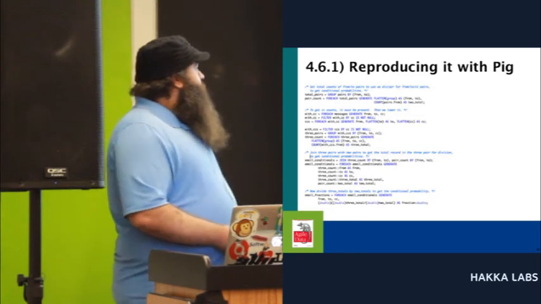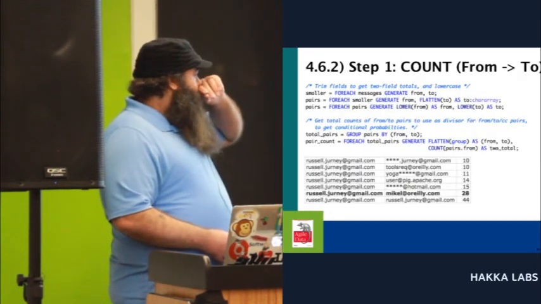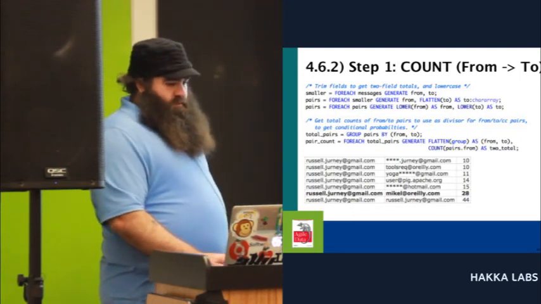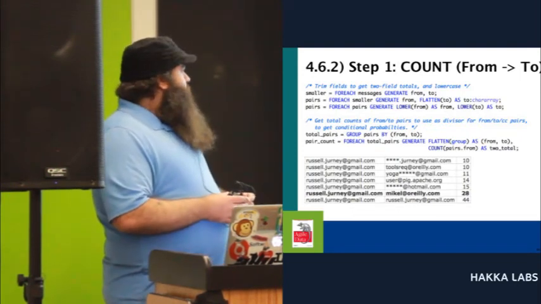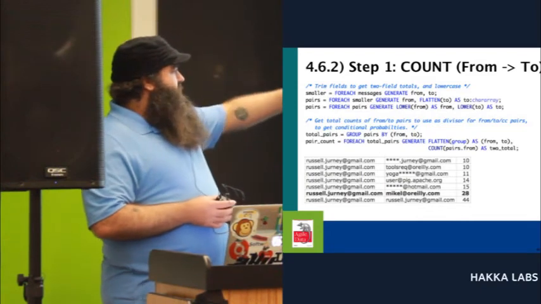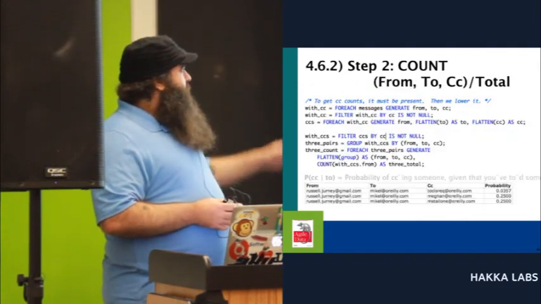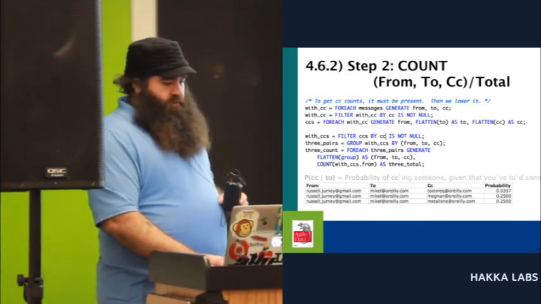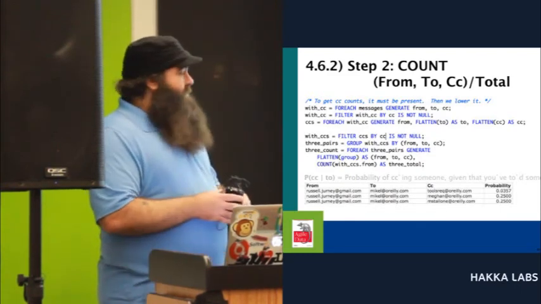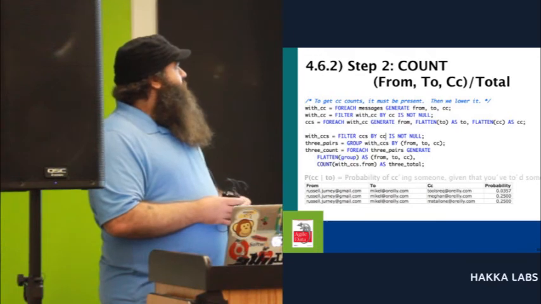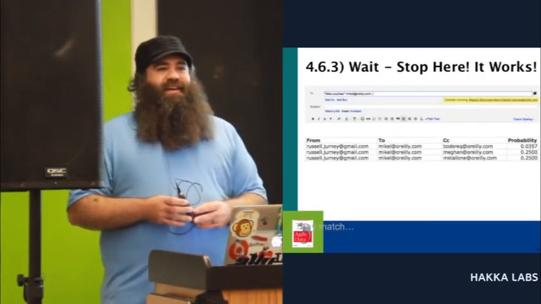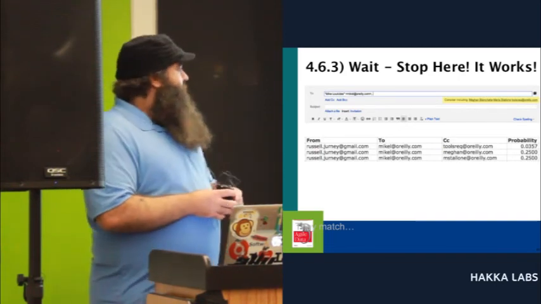So you get a count from "to" of how many times I email each person. So I emailed Mike 28 times. Then you get a co-occurrence count of the to and CC fields, and then divide that by the total sent to get a probability of inclusion. And oh wait, that's actually how this feature works. Google says simple algorithms, lots of data, and this proves it.